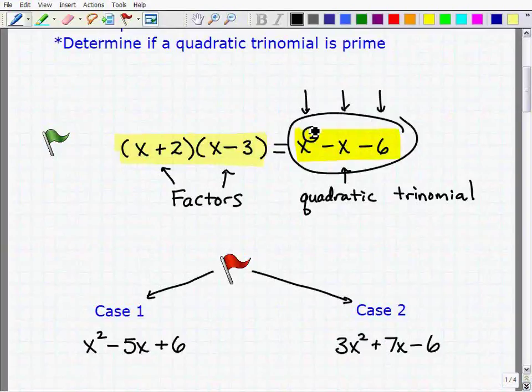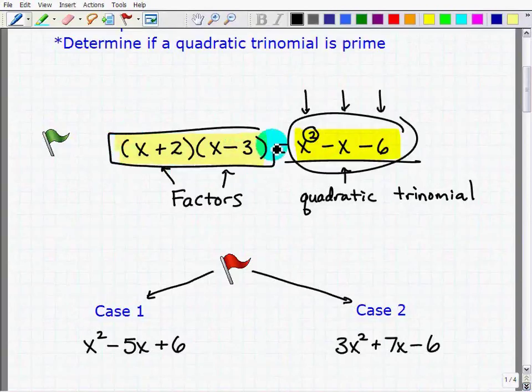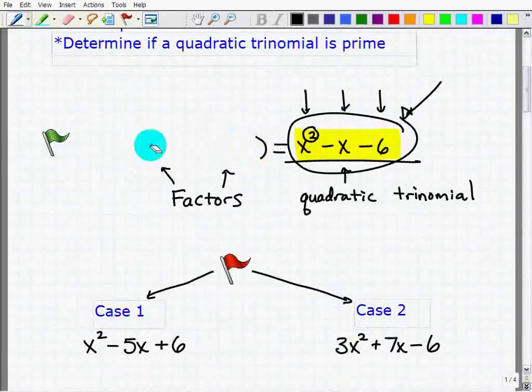Now, you can see here, I've already factored this particular quadratic trinomial, and we get x squared minus x minus 6, that quadratic trinomial, is equal to the product of these two factors here: x plus 2 times x minus 3. So if you took those two binomials and multiplied them together, you'd get back to this trinomial here. So the key question is, what if I didn't know these factors?